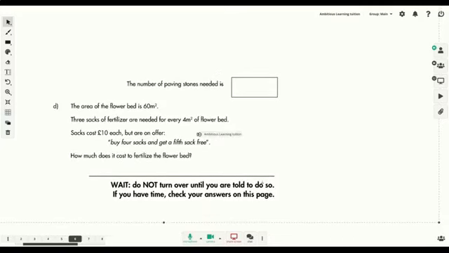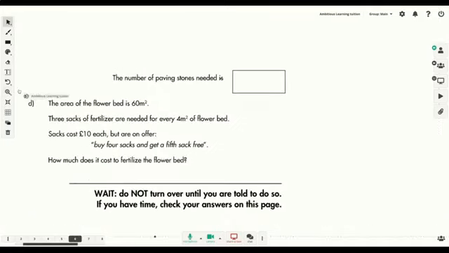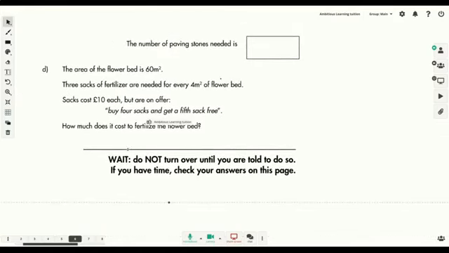Number D is, I hope you can see it. Yes, you can. If you can't, I will zoom in again for you guys. In this one, they are saying the area of the flower bed is 60 meters square. 3 sacks of fertilizer are needed for every 4 meters square of flower bed. Sacks cost £10 each, but are on offer. Buy 4 sacks and get a fifth sack free.